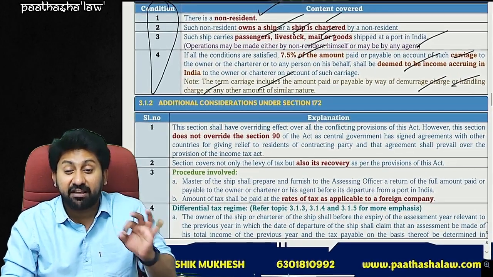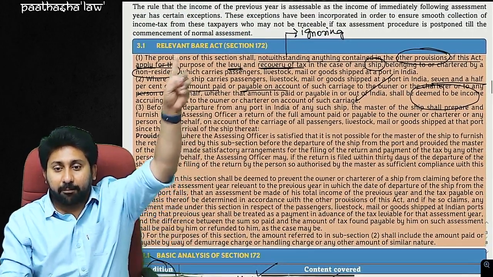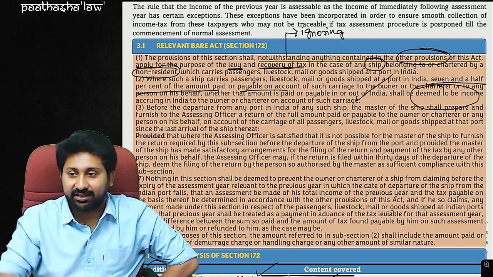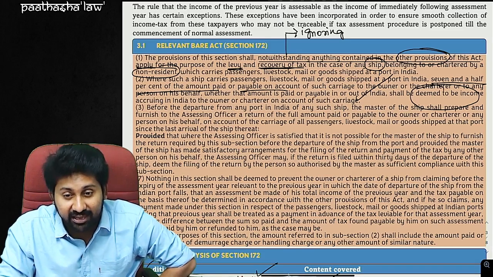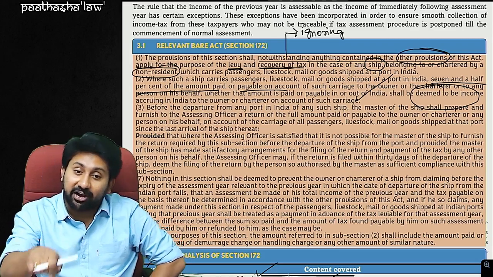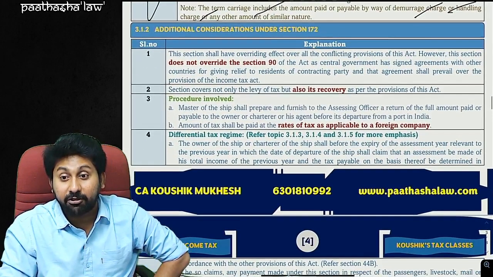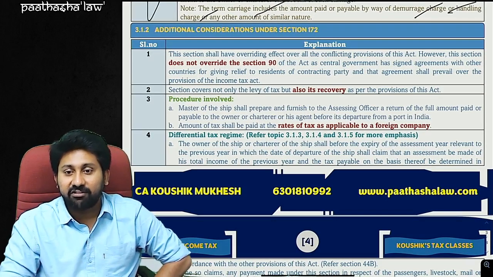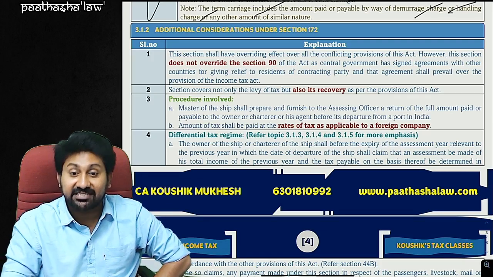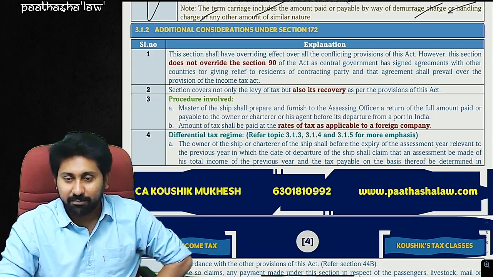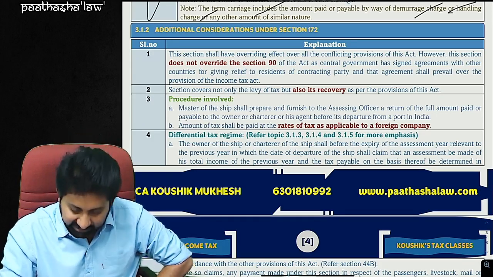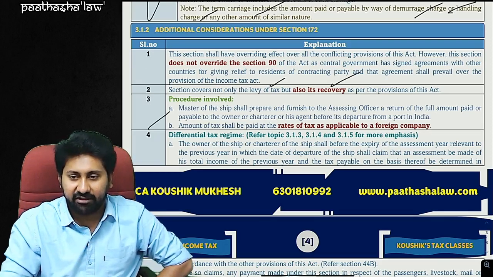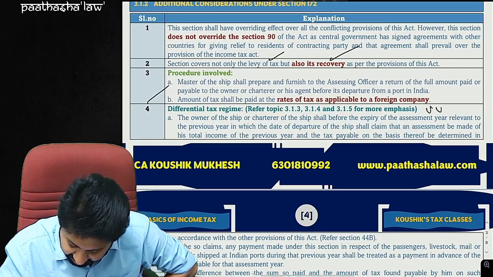Okay. Very, very important thing. The provisions of this section shall, notwithstanding anything contained in any other provisions of this Act, apply. If it is a DTAA, it will include foreign treaties inside that. Therefore, I kept notes very clearly. This section shall have overriding effect over all conflicting provisions of this Act. However, this section does not override section 90, as it is a separate relief agreement entered into by the Indian government with a foreign government. The section covers not only levy but also its recovery. Okay. This is only a procedure involved. Just read and leave. Differential tax regime. Very, very important.